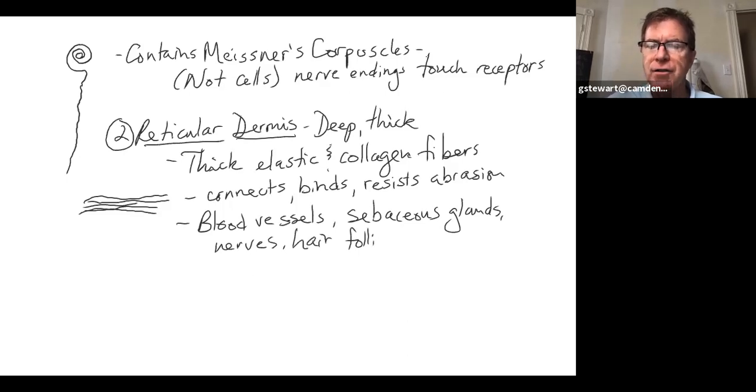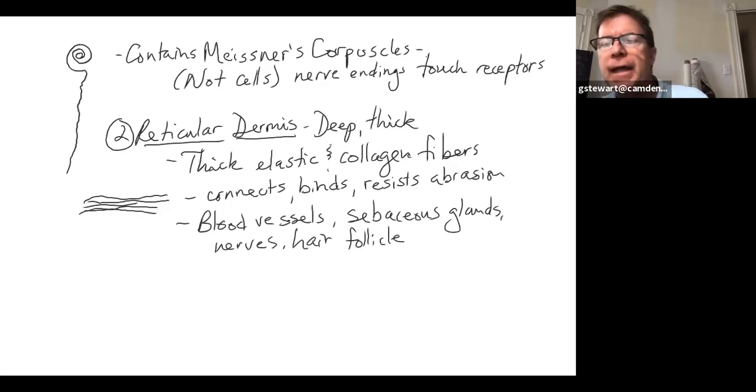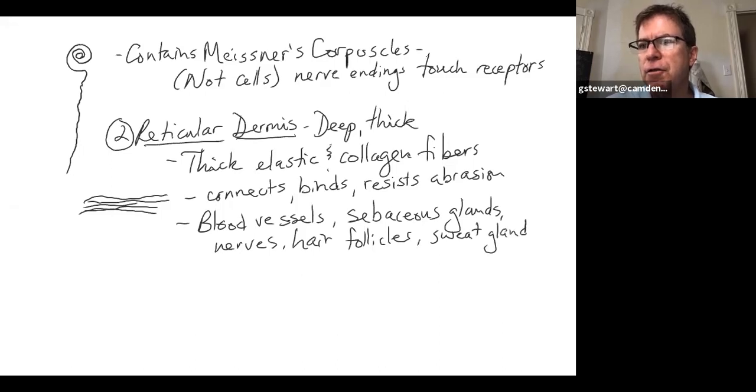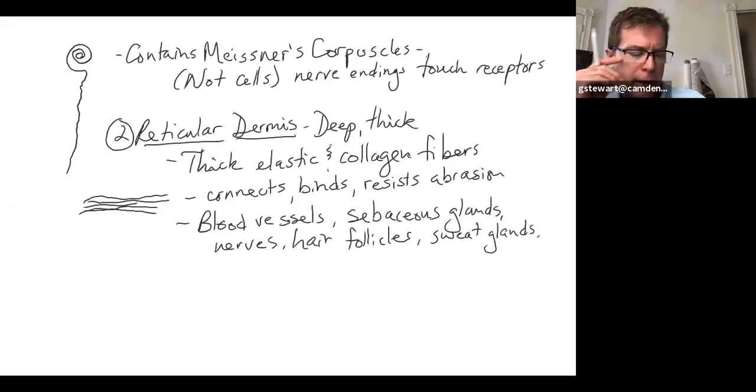Hair follicles are actually derived from, so are most glands, they're derived from epithelial tissue, but they dip down deep into the epidermis. That'll become more obvious when I draw a hair follicle for you on Thursday. Most of the glands, I'm going to put comma sweat glands. Those are also called sudoriferous glands, by the way.